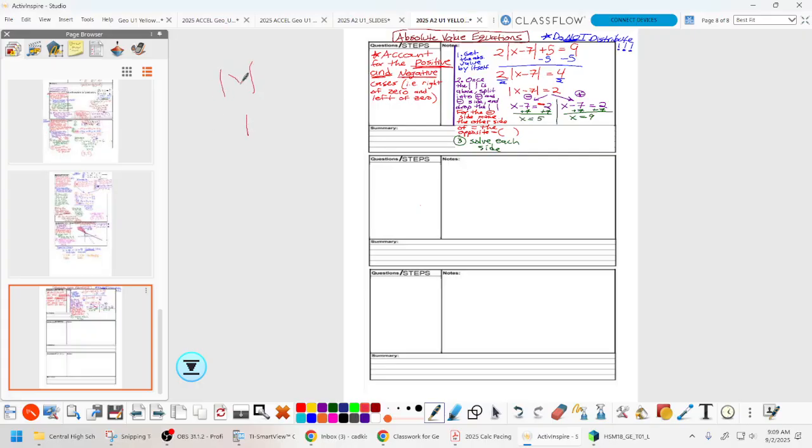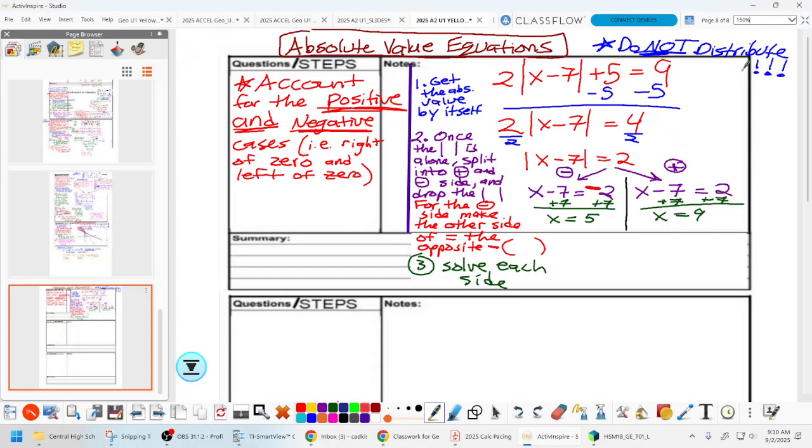Remember the absolute value, if we said the absolute value of x equals 6, that could come from either the positive or the negative 6. And so that whole theory came and told us, hey, let's account for both positive and negative cases. So we end up splitting and getting two answers. But not until we get the absolute value by itself, which sometimes takes a few steps. Like this one, we had to subtract 5 and divide by 2.